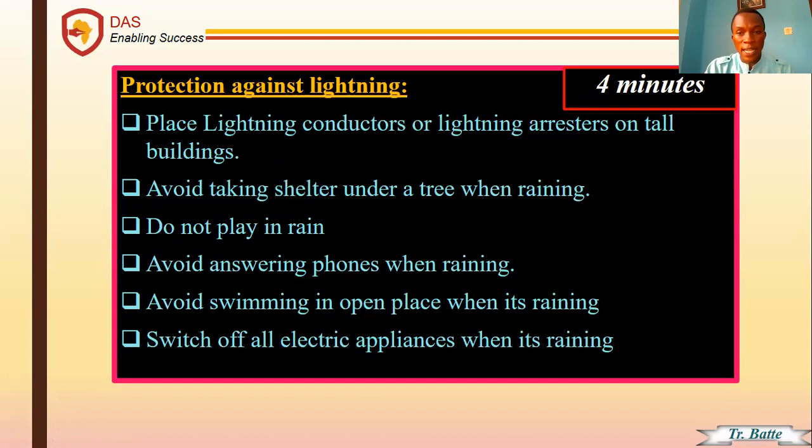Protection against lightning. So how do we protect ourselves against lightning? That's the question. How do you protect yourselves against lightning? In case it is raining, what will you do?